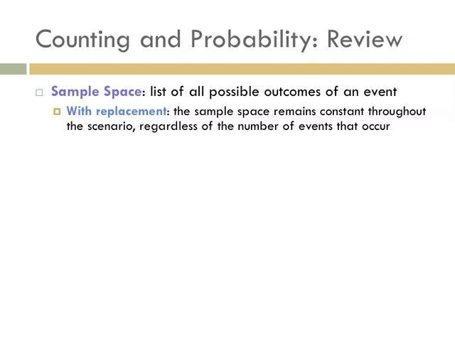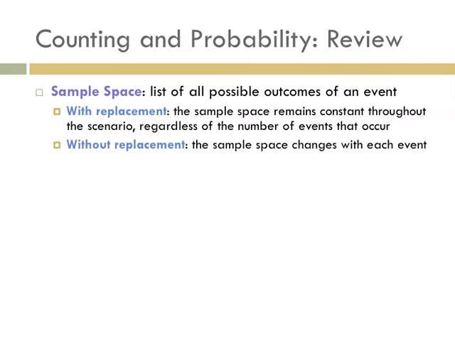Without replacement is the second type. This is when the sample space changes with each event. So, for example, it might be something like pulling out a blue marble from a bag. You don't replace it. What happens for the next scenario, the next event? Well, the sample space has now changed because you're now missing that blue marble.